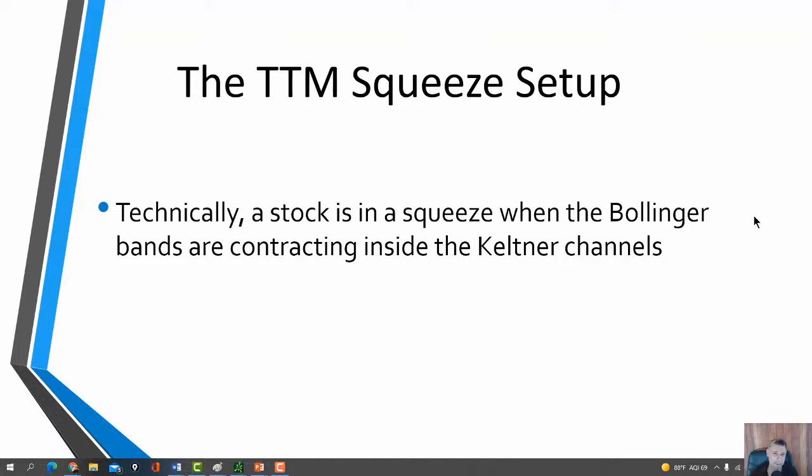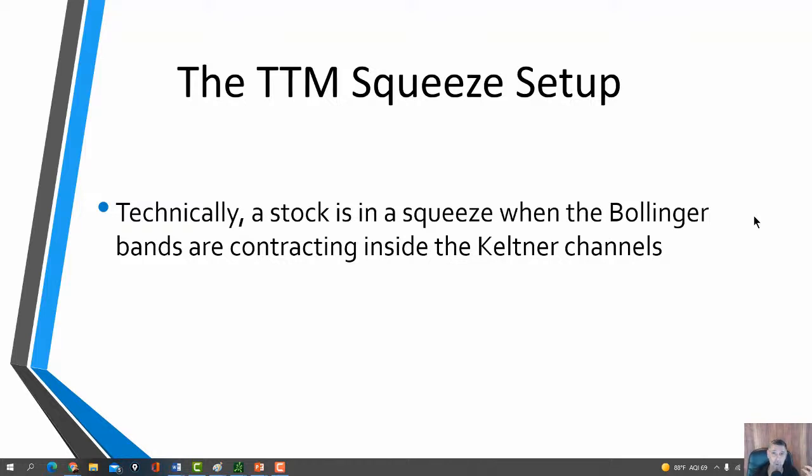So the TTM squeeze setup, technically: a stock is in a squeeze when the Bollinger Bands are contracting inside the Keltner channels. Some of you have the Bollinger Bands on your chart, some of you might have the Keltner channels. But John Carter noticed that when the Bollinger Bands were contracting inside the Keltner channels, that caused what he called the TTM squeeze, or the volatility contraction.